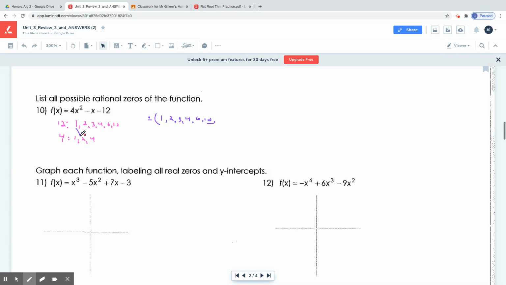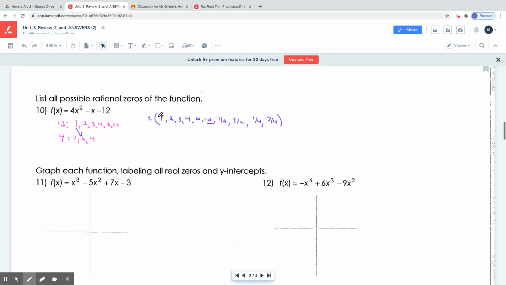Now I put all these over 2. So it's 1/2. 2 over 2 is 1, I already have it. 3 halves. 4 halves is 2, I already have it. 6 halves is 3, I already have it. 12 halves is 6, don't need to write it. Then I put everything over 4. 1/4. 2/4 is 1/2, I already have it. Don't have a 3/4. 4/4 is 1, already have it. 6 over 4 is 3 halves, already have it. 12 over 4 is 3.